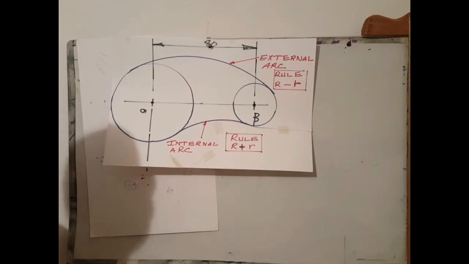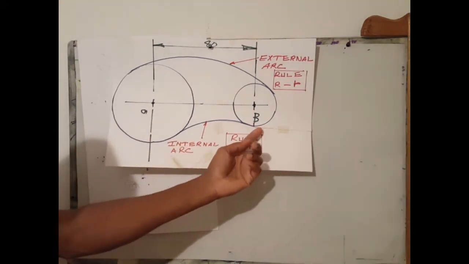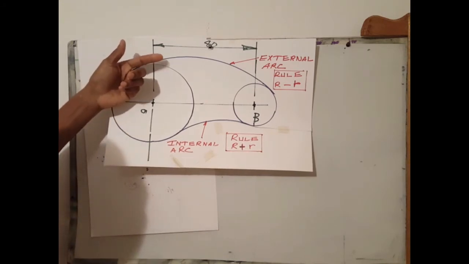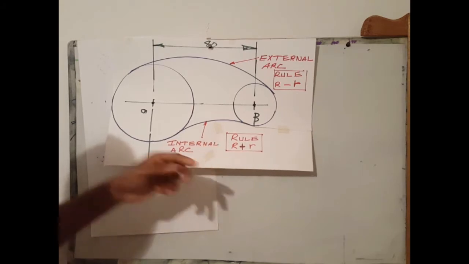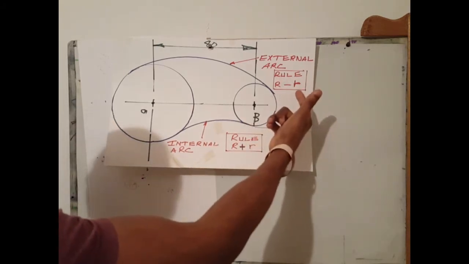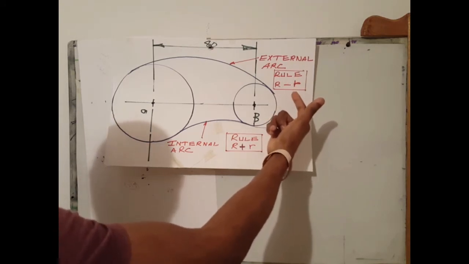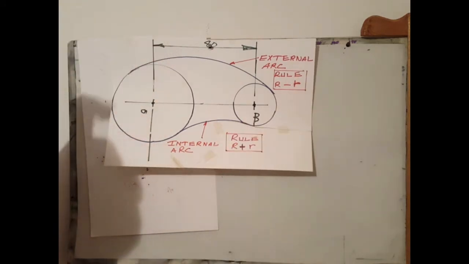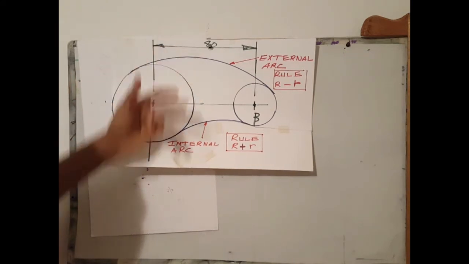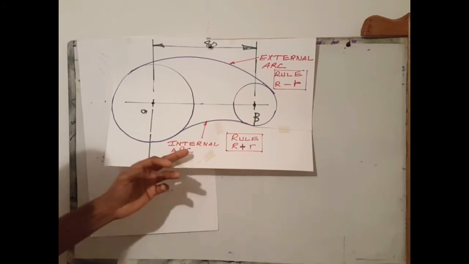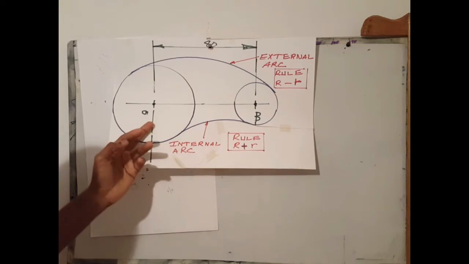This diagram shows two circles, circle A and circle B, being blended by two arcs, an external arc and an internal arc. For an internal arc, it's important to know this rule. External arc states that we always subtract the smaller radius from the larger radius, which we refer to as big R. For internal arcs, we always add the big radius plus the small radius.